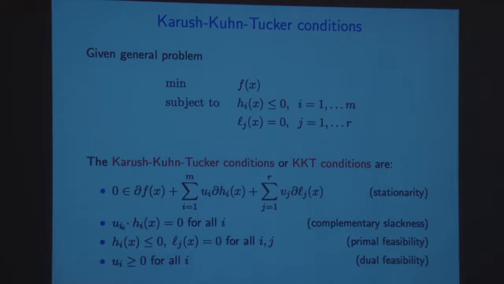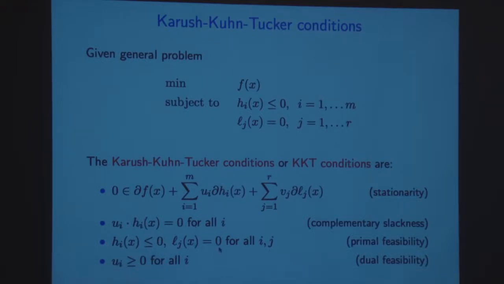The second condition is called complementary slackness, which says that u_i times h_i of x has to be 0 for all i. So if you look at this inequality constraint, it's saying either the inequality constraint has to be tight, which means that h_i of x is 0, or u_i has to be itself 0. You can't have both u_i being bigger than 0 and h_i of x being strictly less than 0. That would violate the complementary slackness condition.